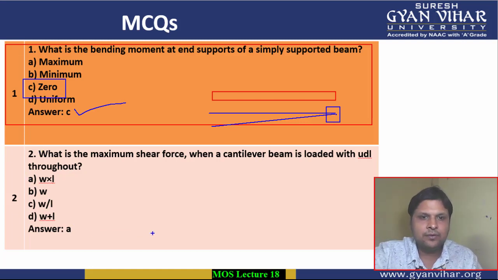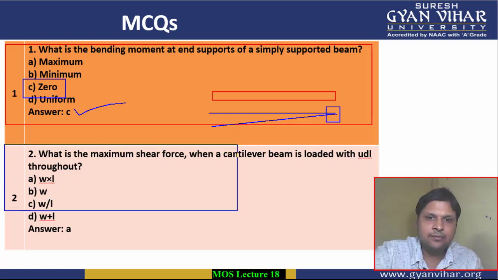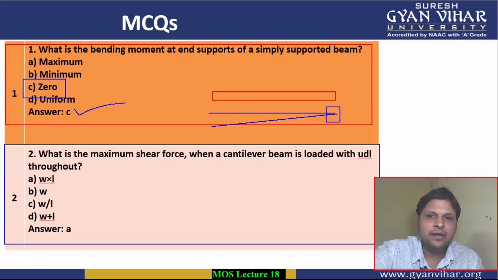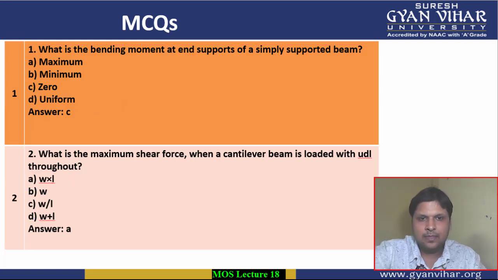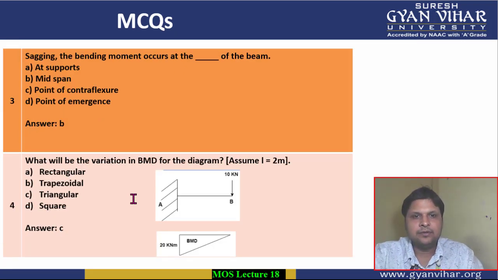Then what is the maximum shear force? What is the maximum shear force when a cantilever beam is loaded with UDL? So we all know, if it is UDL, maximum shear force will be load into the distance in which that UDL is applied, means W into L. Option A is the correct option.